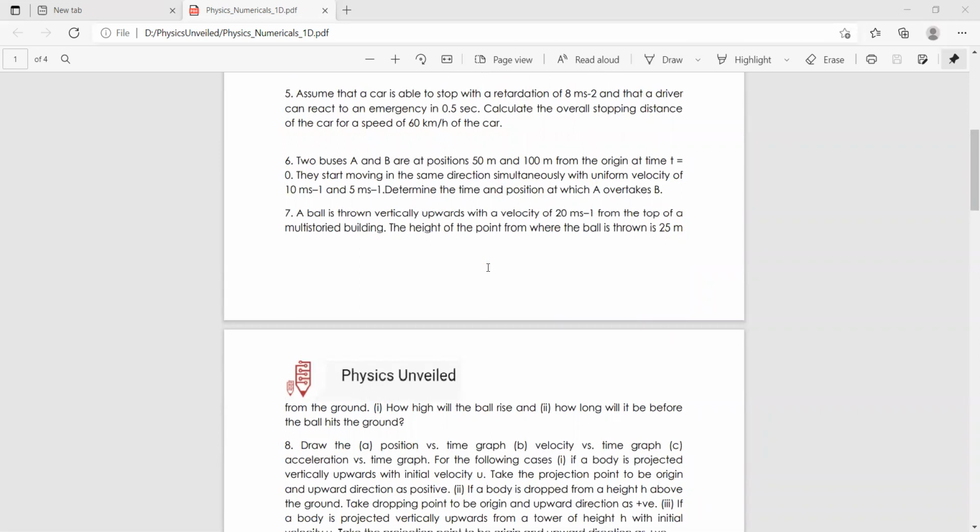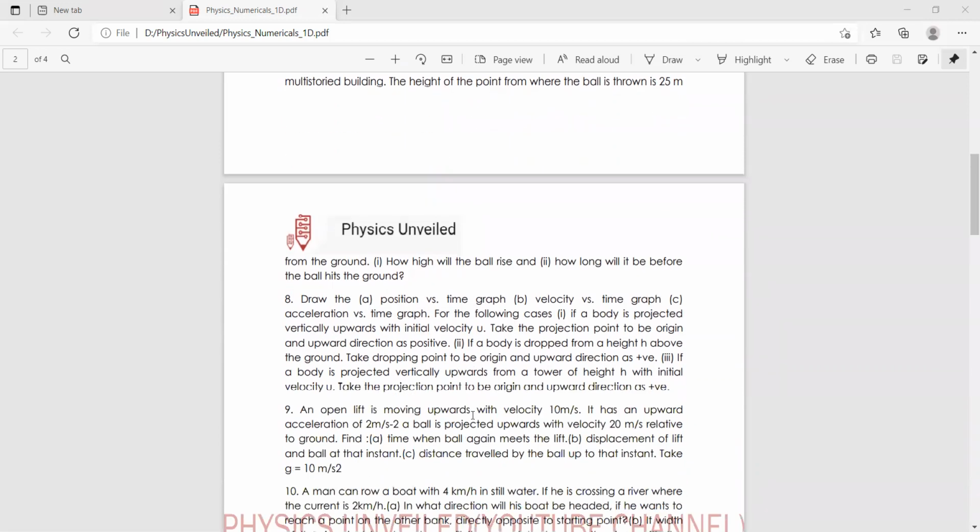The ball is thrown upwards with a speed of 20 meters per second from the top of a multi-story building. The height from which the ball is thrown is 25 meters from the ground. How high the ball will rise first, how high it will go, and how long it will take before it hits the ground. So again, a very simple problem, and I have given you certain concepts of equations of motion. You figure out how you are going to apply those concepts here.